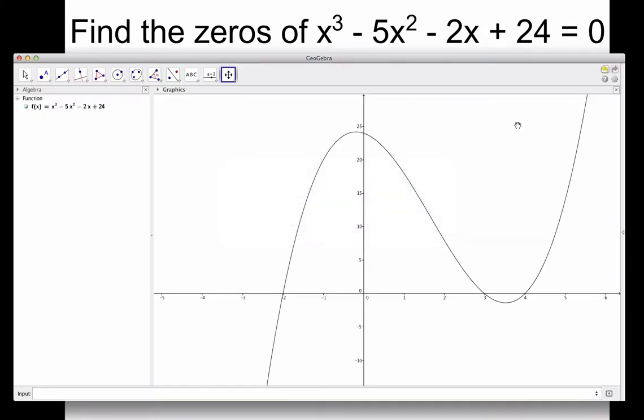So if you look at GeoGebra, I have it graphed here. It's pretty obvious that the zeros are at -2, 3, and 4. So we can see that pretty easily. Those are the zeros of this function. If I plug in -2 for x, I get 0 for y. Same thing for 3 and 4.